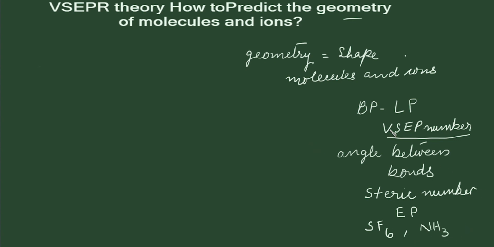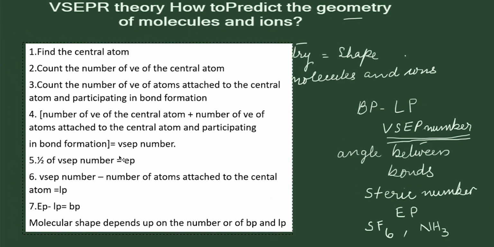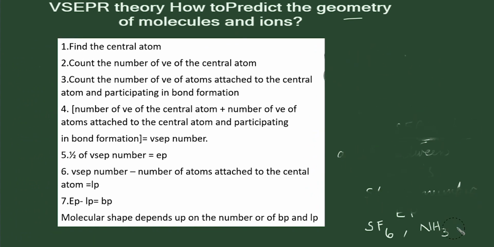First, we will see how we can find out the VSEP number. We have to follow a few steps. First, we will take up molecules. When you are asked to predict the shape of a molecule, the first step is to find the central atom. Then count the number of valence electrons of the central atom. Then count the number of valence electrons of the atoms attached to the central atom and participating in bond formation. That is, when we take up sulfur hexafluoride, sulfur is the central atom and fluorine atoms are the atoms attached to the central atom.